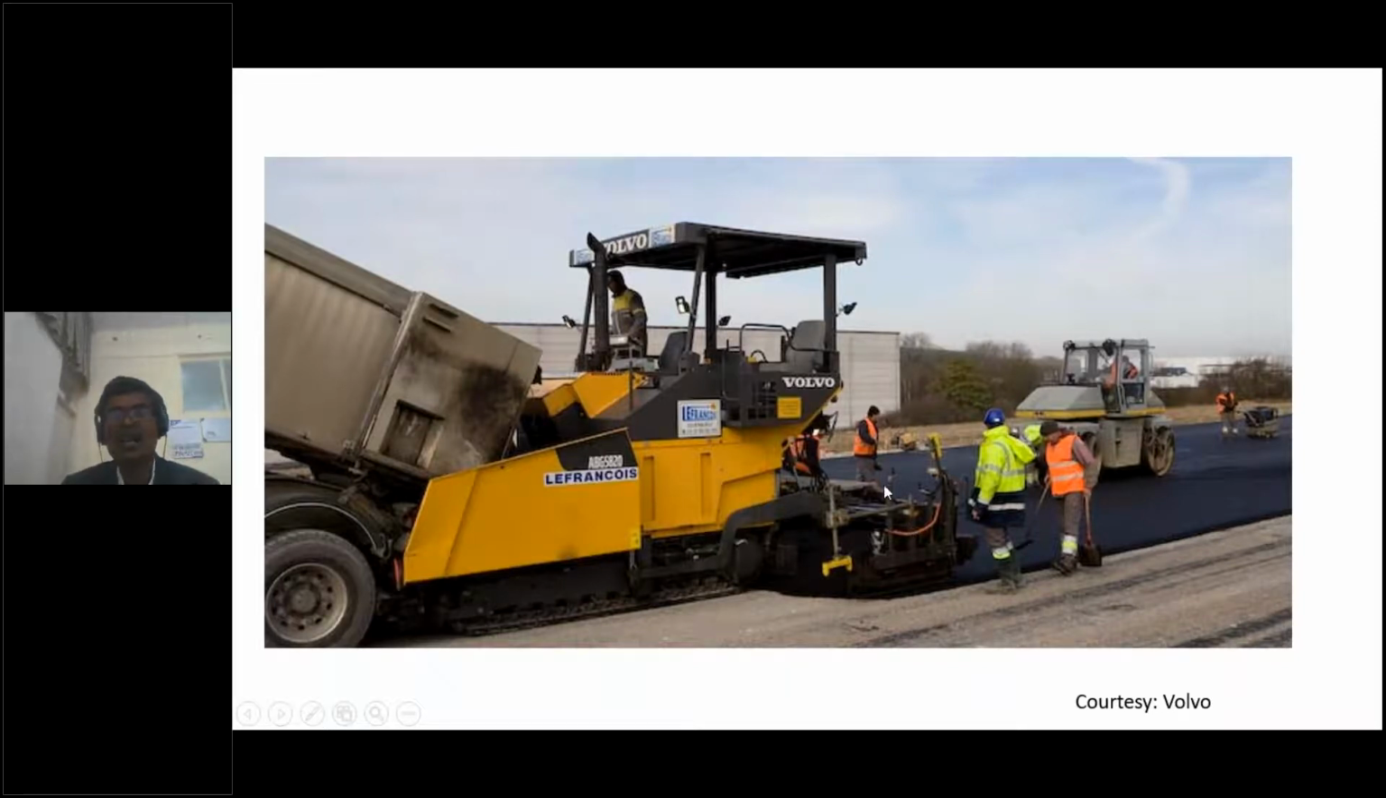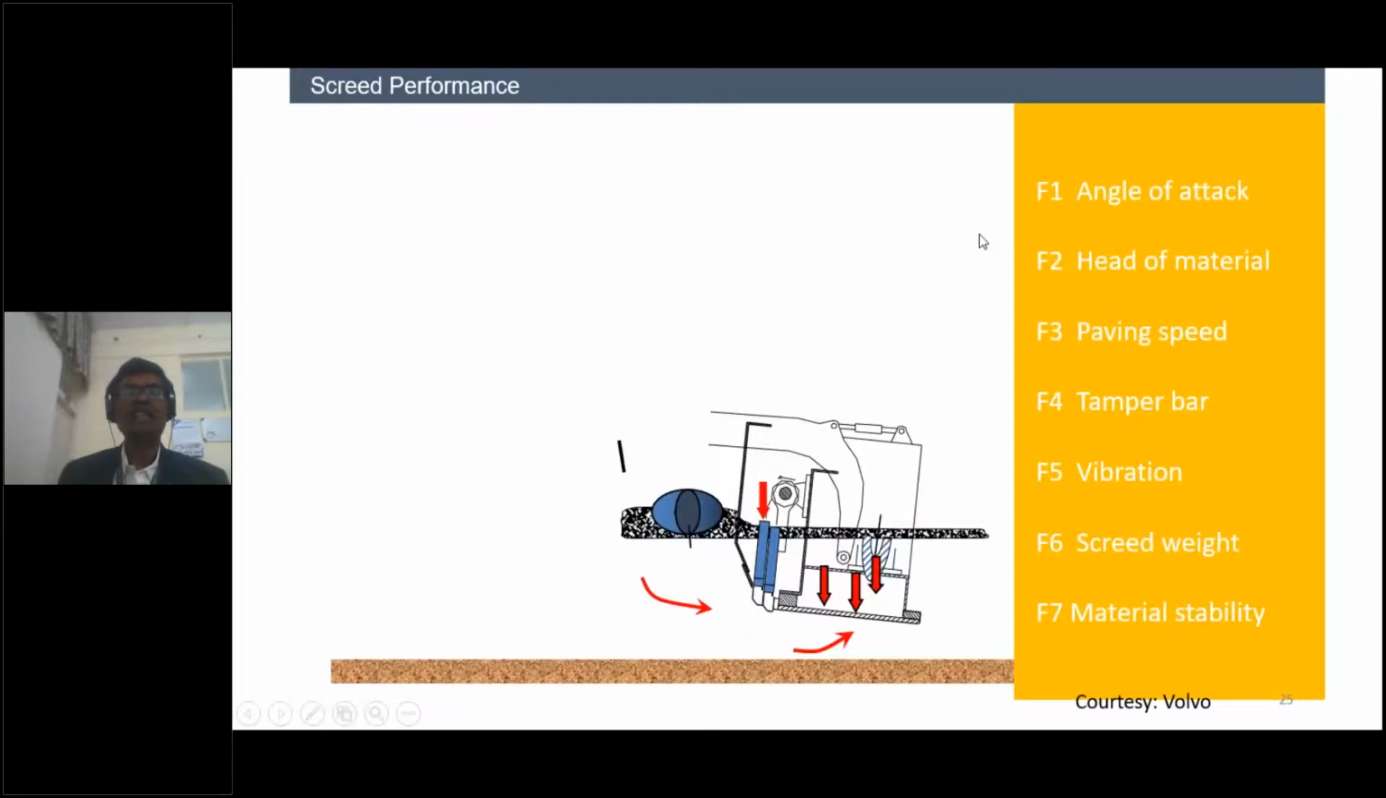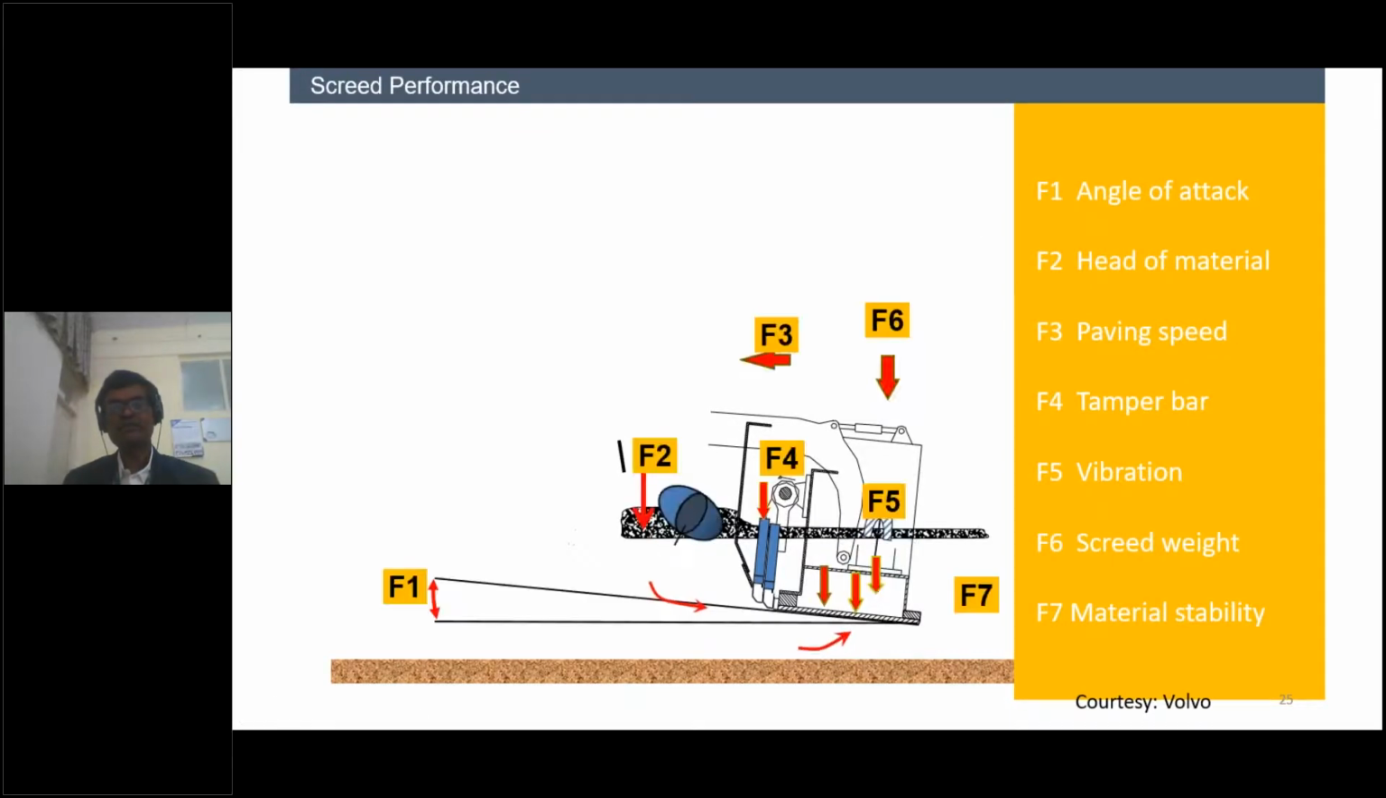This is another view. And always the tipper should not touch the paver. The tipper should come and stay at least 1 foot away from the paver, and the paver moves and touches the tipper. This is a careful operation. By any chance, if the tipper touches the paver and you get a bump, you will not get a smooth surface, right? And then comes the paver.